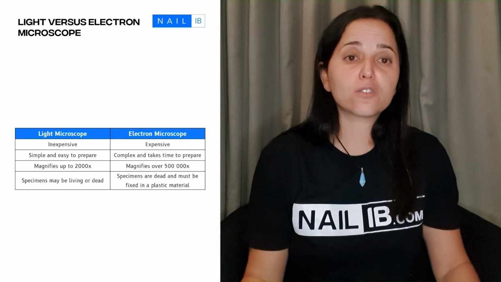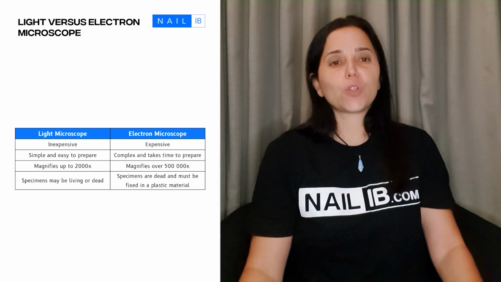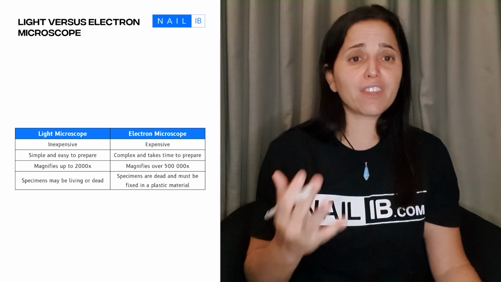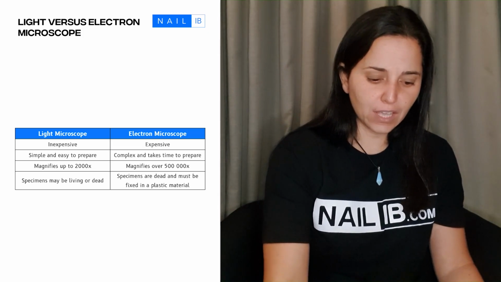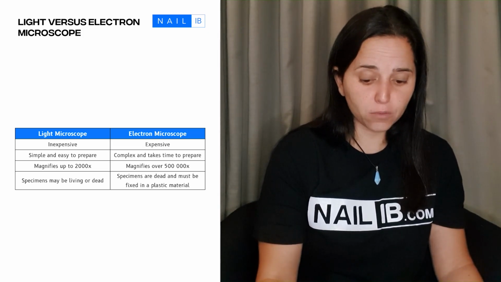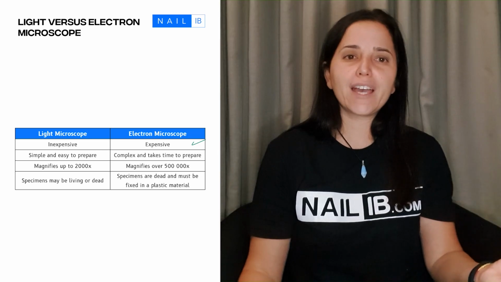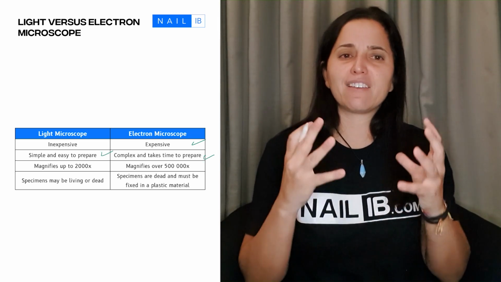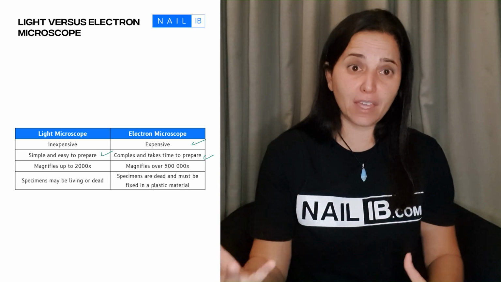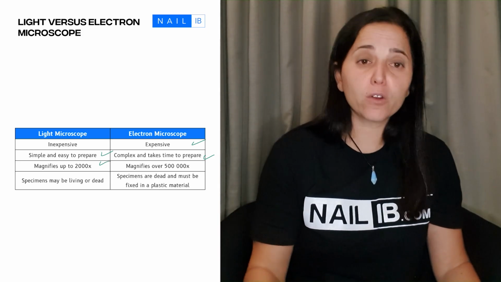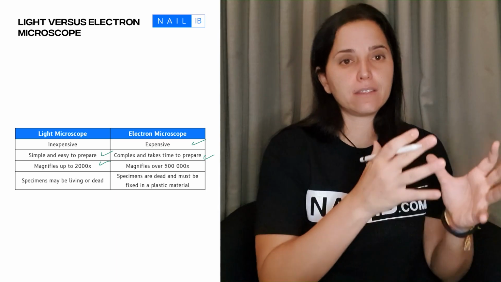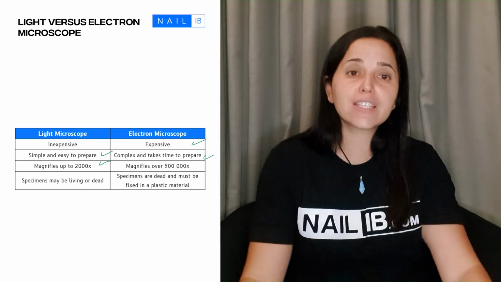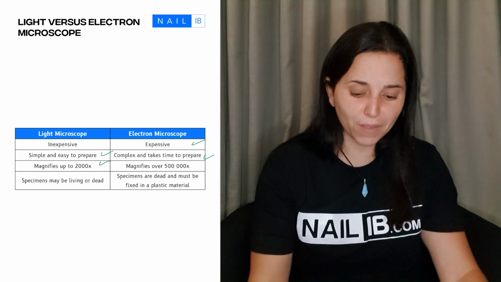However, since we're getting to this, we should know the differences between them. The light microscope is relatively inexpensive. That means you will find about 15, 20 of them in your school. Electron microscopes, on the other hand, are very expensive. Light microscopes are easy to prepare specimens for, while electron microscopes are very complex and hard to set up, so it takes time to get them right. Next, the light microscope magnifies up to 2,000 times, making the specimen look 2,000 times bigger. However, the electron microscope magnifies about 500,000 times.